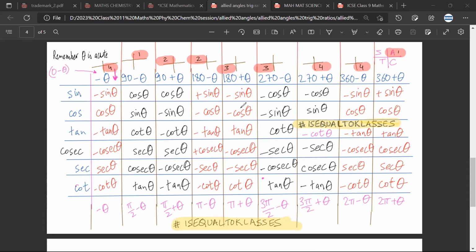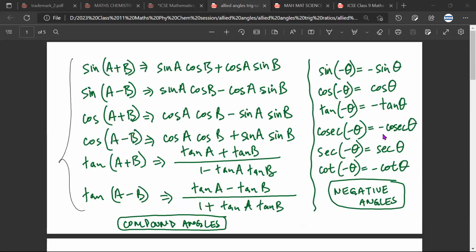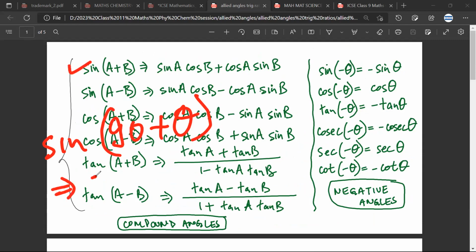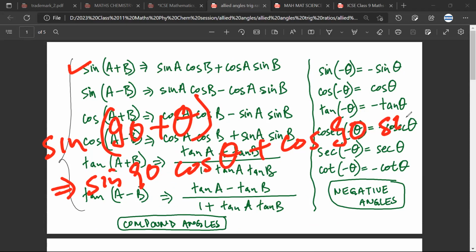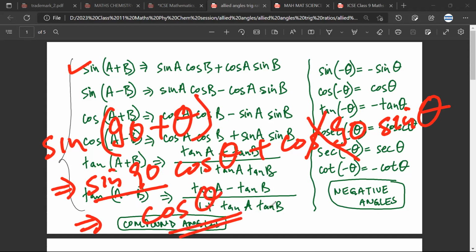Let us take the example of 90 plus theta. For example, I want to derive sine 90 plus theta. So what will I do? I will use this identity. I will say sine 90 cos theta plus cos 90 sine theta. This is 1, this is 0, so this would be cos theta. So sine 90 plus theta is equal to cos theta.